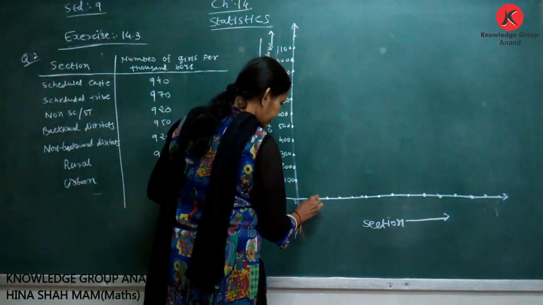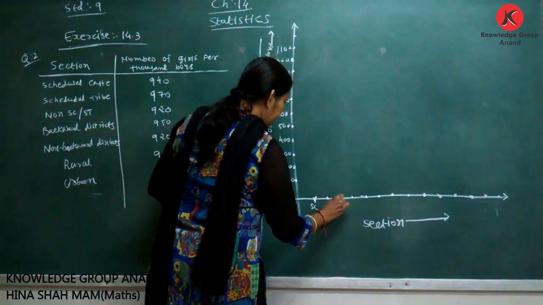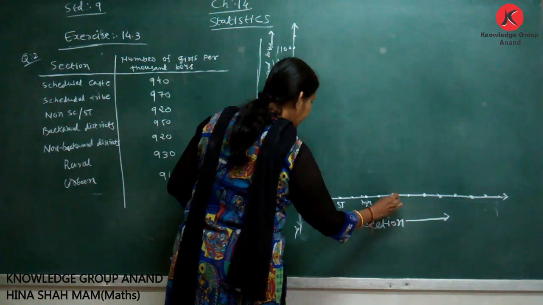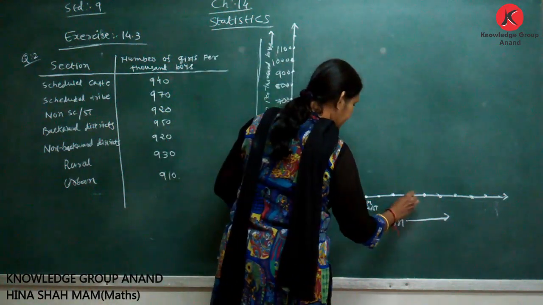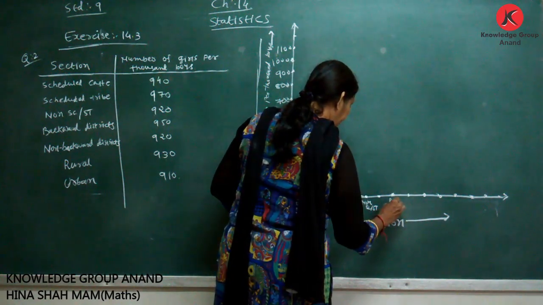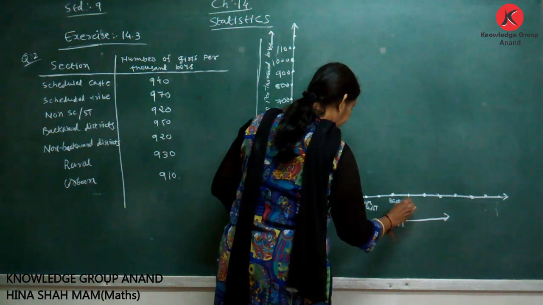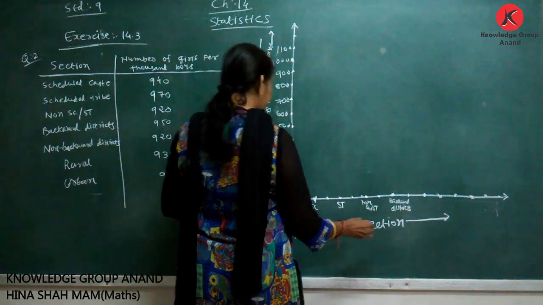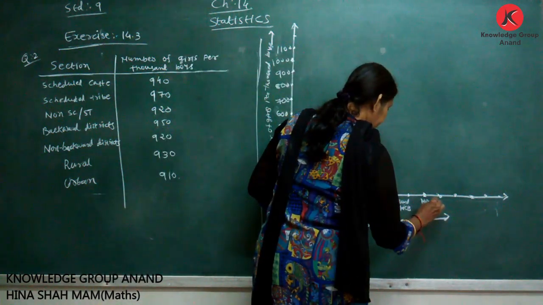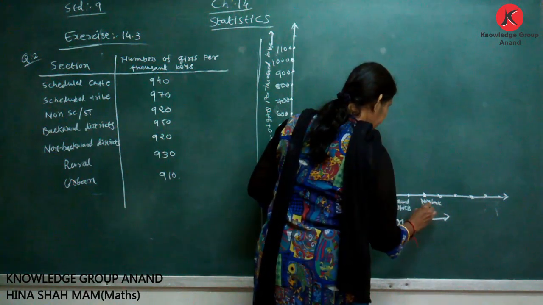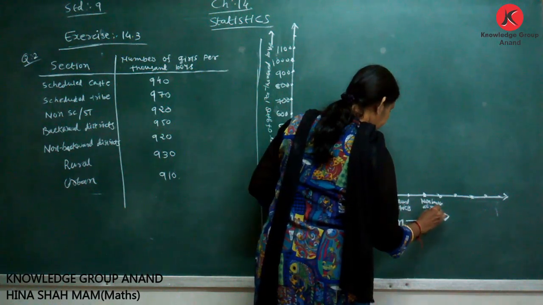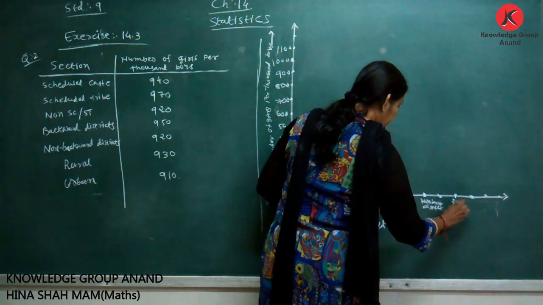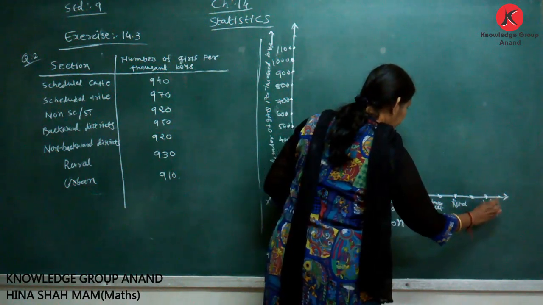Suppose I write here scheduled caste, here scheduled tribe, non-SC/ST, then backward districts, non-backward districts, then we write rural and urban. Here rural and urban.